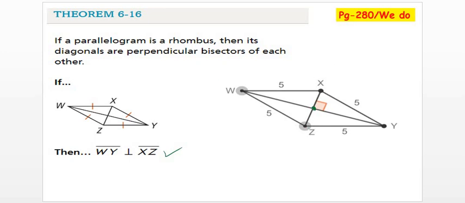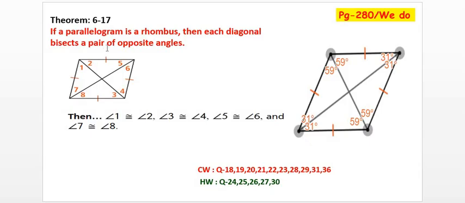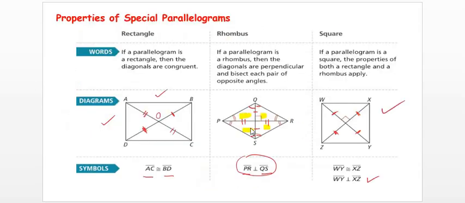Is that clear? Okay, next we have theorem 6.17. It says if a parallelogram is a rhombus, then each diagonal bisects a pair of the opposite angles. I already explained this property over here, that these two pairs of opposite angles will be equal to each other.